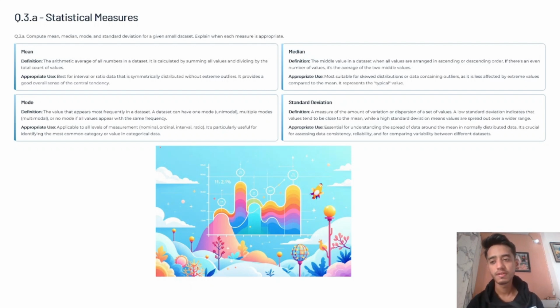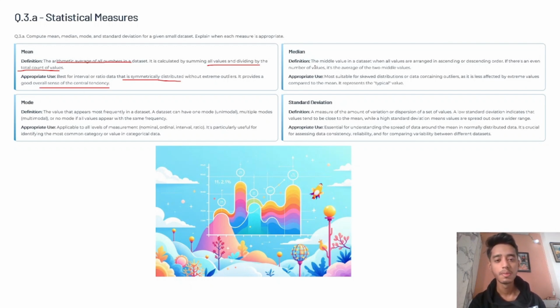So let's first see the definition of mean, median, mode and standard deviation and when each is useful, and then we'll use an example to solve all of these. First is mean. It is the arithmetic average of all numbers in a dataset. It is calculated by summing all values and dividing by the total count of values. Appropriate use: best for interval or ratio data that is symmetrically distributed without extreme outliers. It provides a good overall sense of the central tendency.